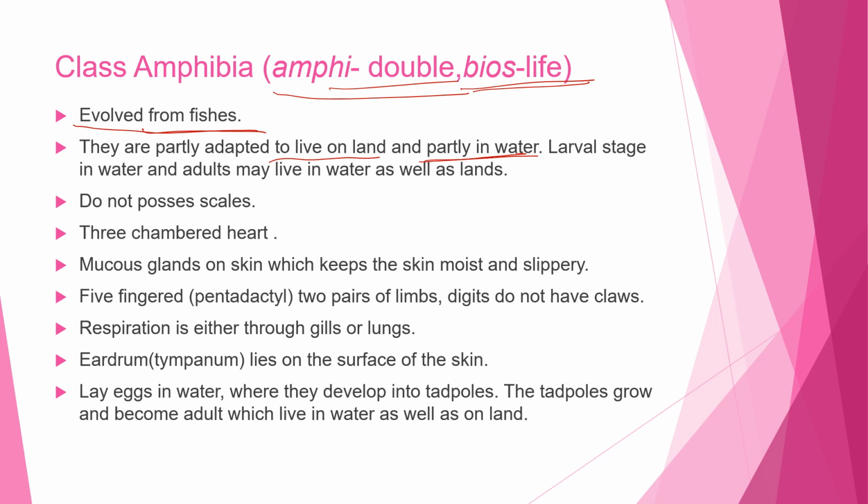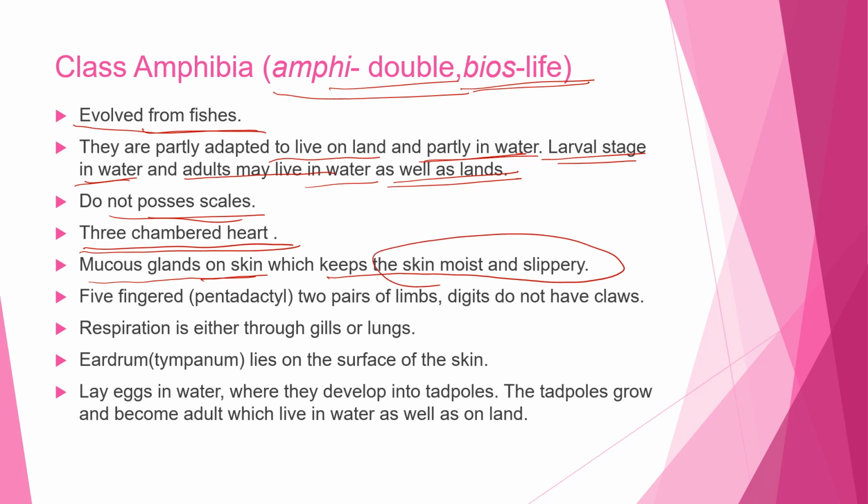Their larval stage lives in water, and adults may live either in water as well as on land. So the larval stage will always stay in water, whereas the adults can live in water as well as on land. They do not possess any scales. They have a 3-chambered heart, and mucus glands are present on the skin, which keeps the skin very moist and slippery. Throughout their body they have mucus glands, which makes their body very moist and slippery.